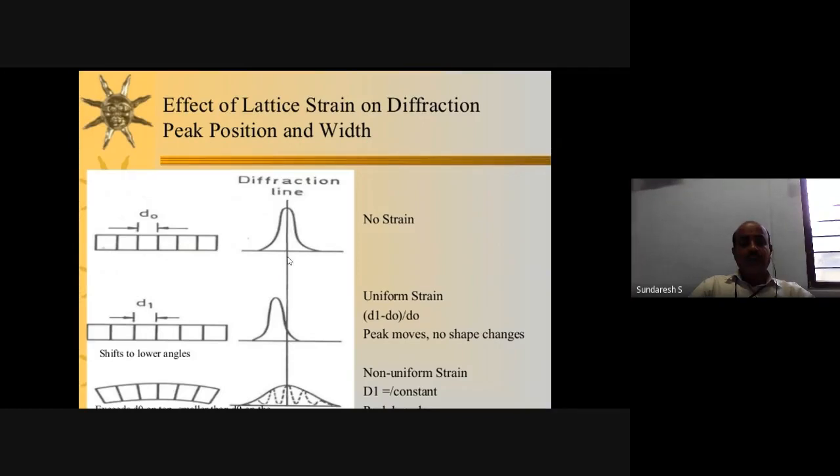Diffraction line: if the peak is exactly at the center, then there is no strain. If it moves towards the left, it is a uniform strain; the peak moves and the shape does not change. So you need to understand that the strain is uniform. If there is a change in the shape, it represents a non-uniform strain, where the width of the peak broadens. So this is how we analyze the peak shapes and peak positions to obtain the different information.